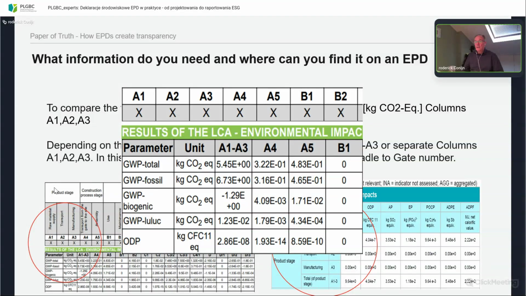Within all the new EPDs, there is also a split between fossil, biogenic, and LULUC. Fossil is the amount of non-renewable raw materials. Biogenic is all the bio-based raw materials, and LULUC is the impact on the surroundings of the factory. But we focus on the total, because in the end it's always about the total impact of the product.